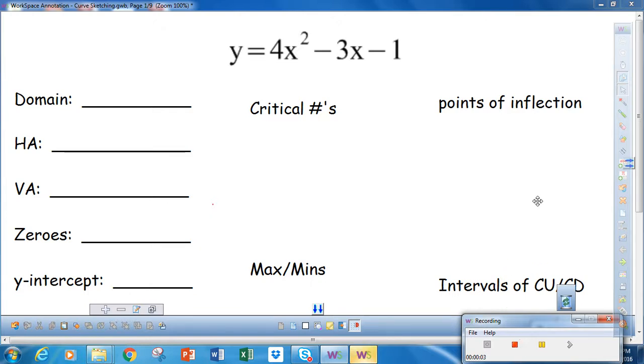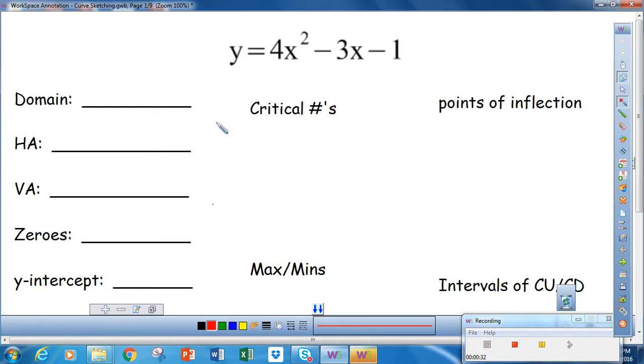Okay, so in this video, we're going to look at sketching a function using all the information that we've learned so far. We're just putting it all together to sketch a function, which is the original reason we do what we do. I think on your notes there is a typo, and this should be 4x squared minus 3x minus 1, not 4x cubed.